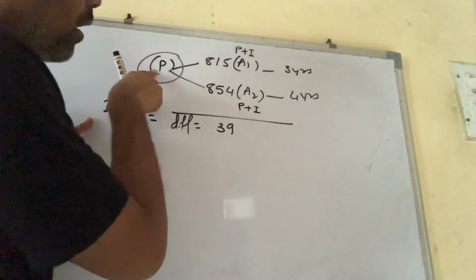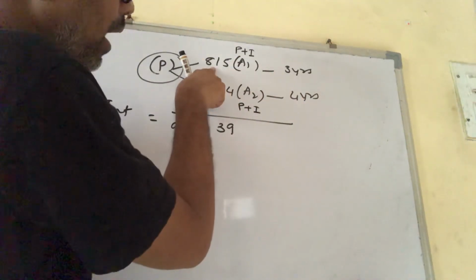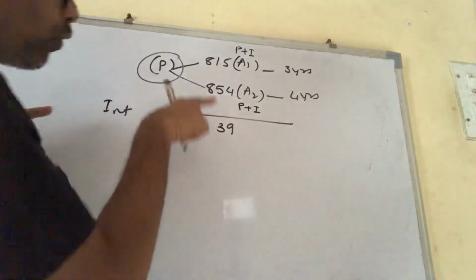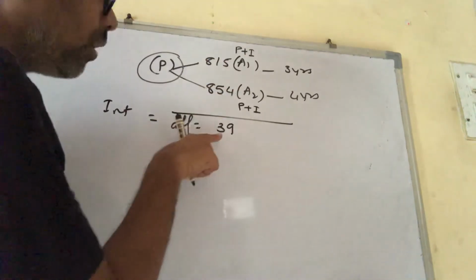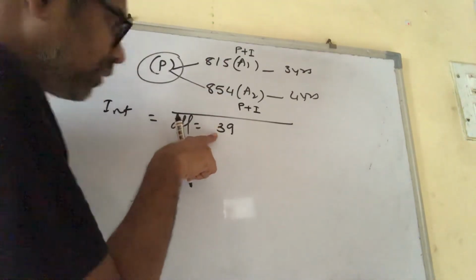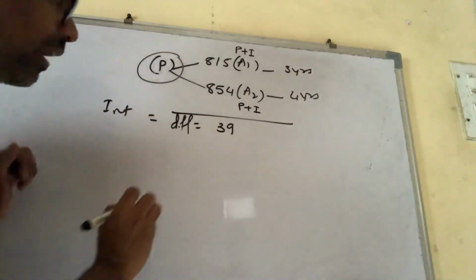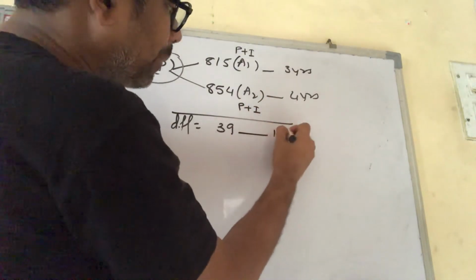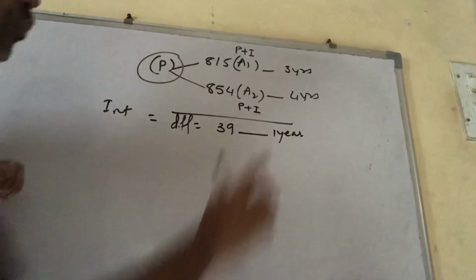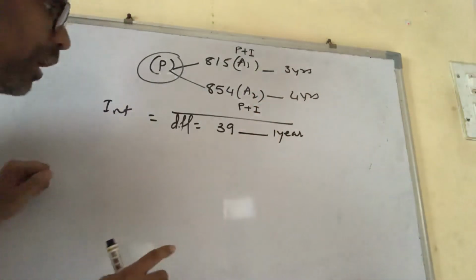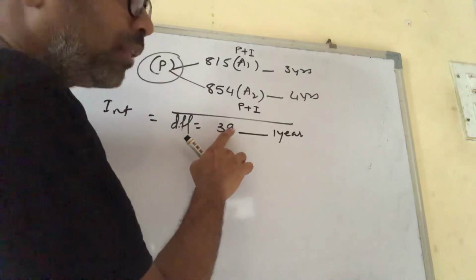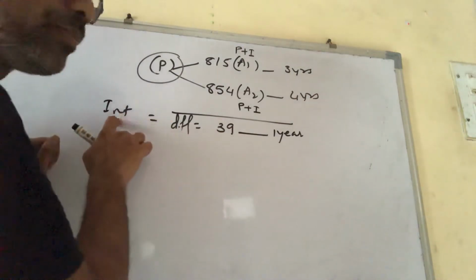Remember this. When the same amount in 3 years reached 815 and in 4 years reached 854, the difference between these two amounts is 39, and that difference is nothing but your interest. So this 39 is for how many years? For 1 year, because 4 minus 3 is 1 year. So for 1 year you will be getting 39 rupees as interest.